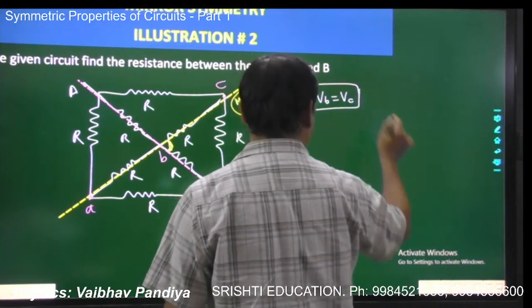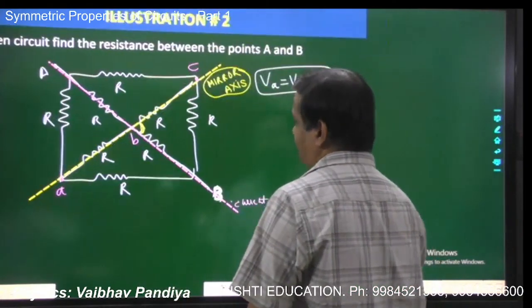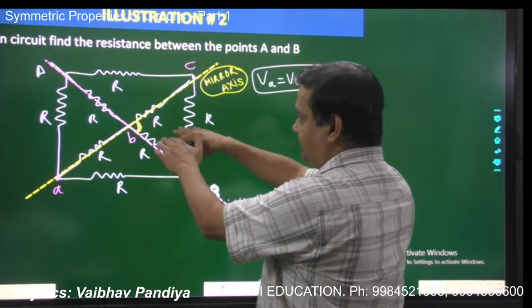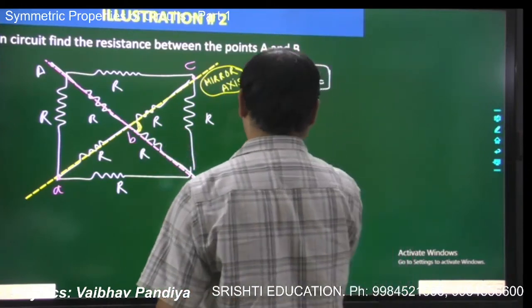Now again, you can solve the circuit by both approaches. What you can do, you can short circuit these points. That is approach 1.